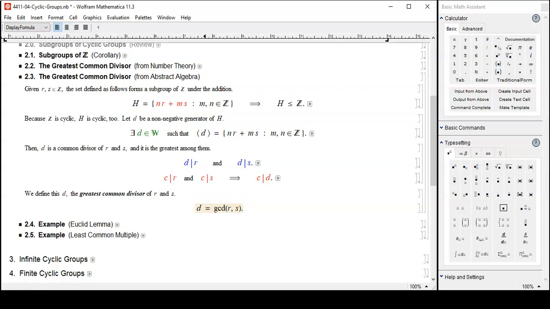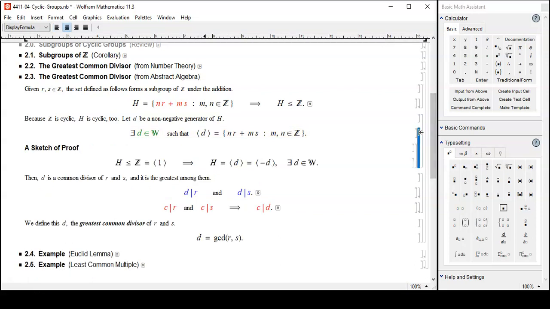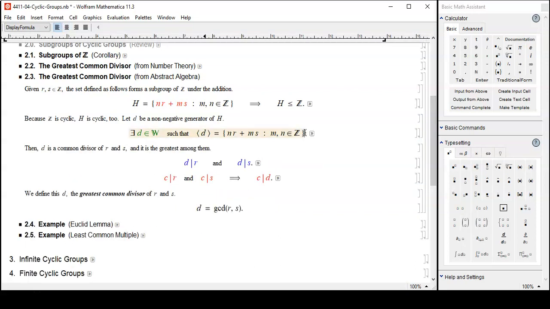So how did we define D? First, get this set and prove that it's a subgroup. It's a subgroup of a cyclic group, so it has a generator. And every generator has its negative version. You see, if D is generator, then negative D is also generator, so there gotta be a non-negative generator. And that is my GCD. Once you do that, then this GCD satisfies this condition, common divisor, yes, and the greatest common divisor.